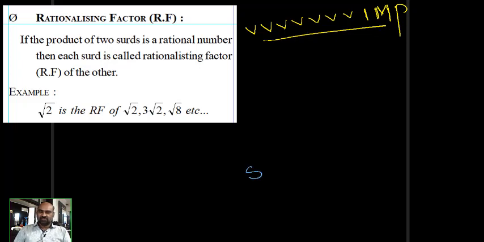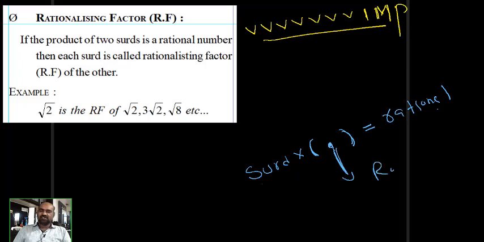A surd is multiplied with another surd so that the result is a rational number. Actually, a surd is an irrational number only, and the other one is another surd, also irrational. A given surd is multiplied with another surd so that the product is a rational number. What you multiplied is called the rationalizing factor, RF, of the given surd.